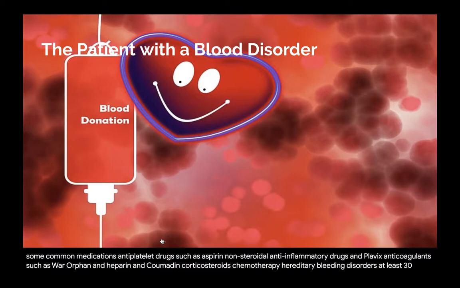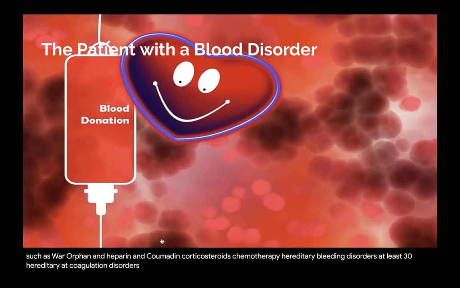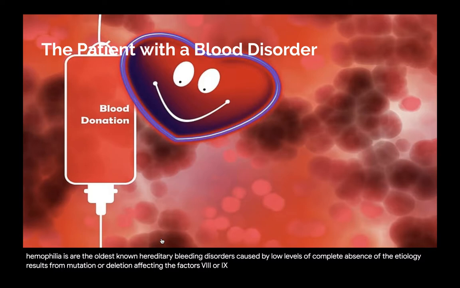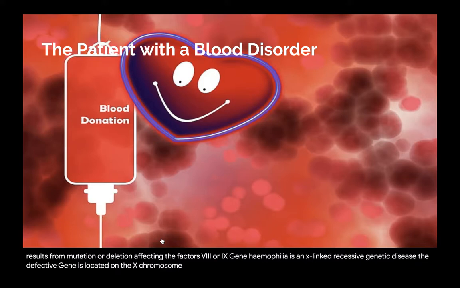Hereditary bleeding disorders. At least 30 hereditary coagulation disorders exist, each resulting from a deficiency or abnormality of a plasma protein. Hemophilia. Hemophilias are the oldest known hereditary bleeding disorders, caused by low levels or complete absence of blood proteins essential for clotting. The etiology results from mutation or deletion affecting the factor VIII or IX gene. Hemophilia is an X-linked recessive genetic disease. The defective gene is located on the X chromosome. Thus, the disorder occurs primarily in males.